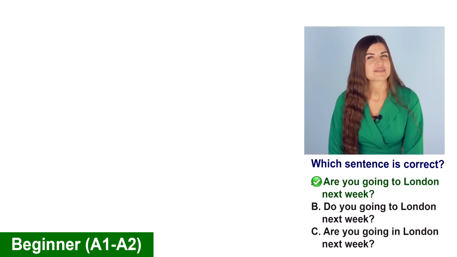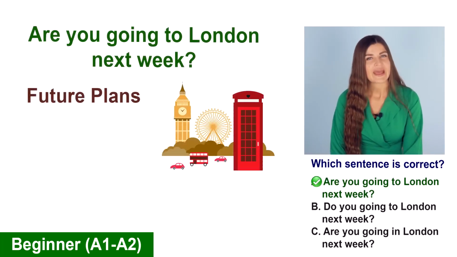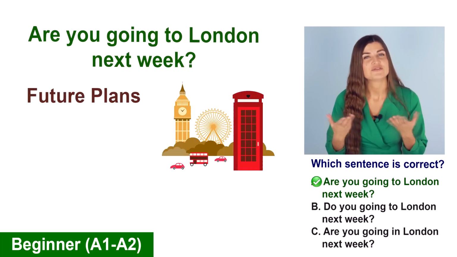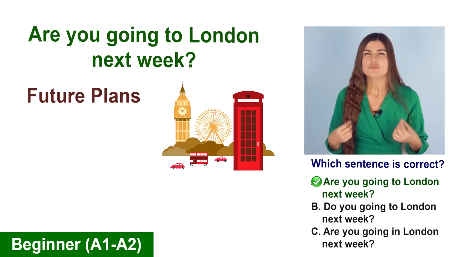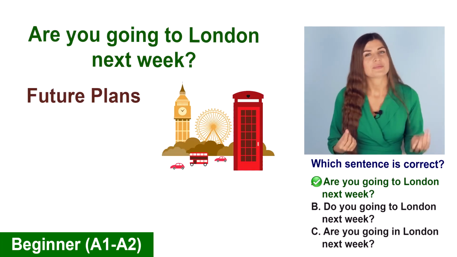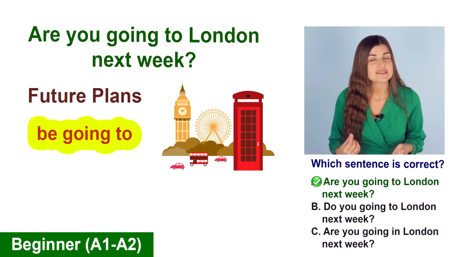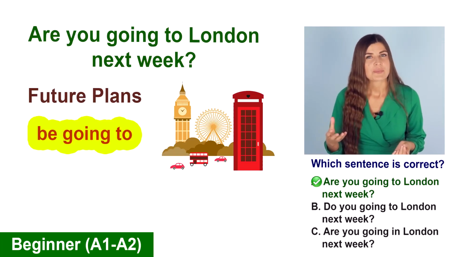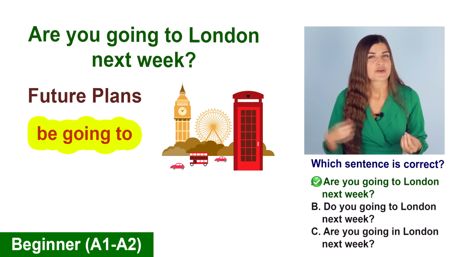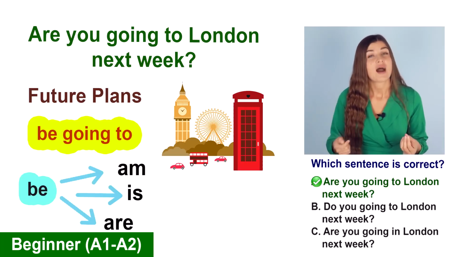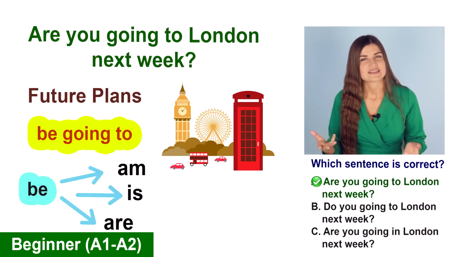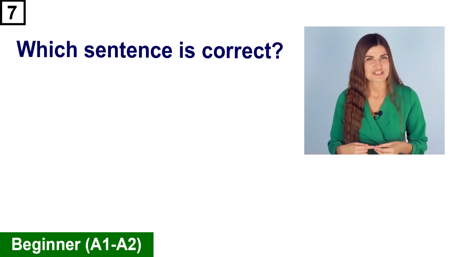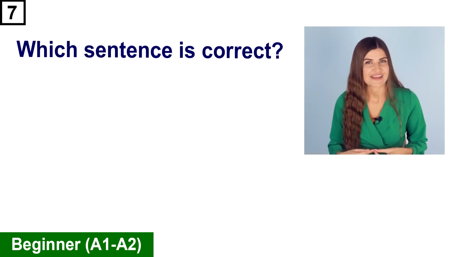In this case, we're talking about next week and we're asking about future plans. When we're talking about future plans in English, we use be going to, and be stands for am, is, are. Are you going to London next week? The next question. Which one is correct?